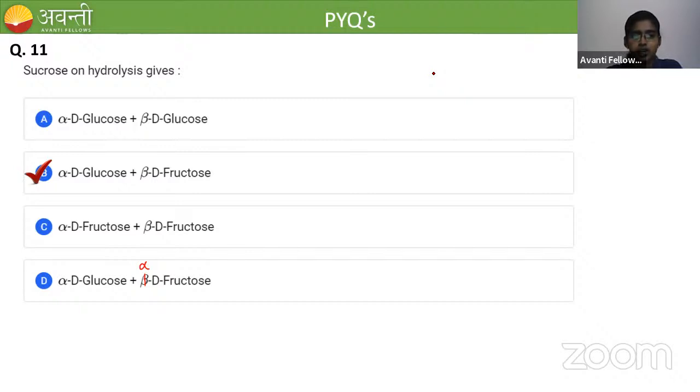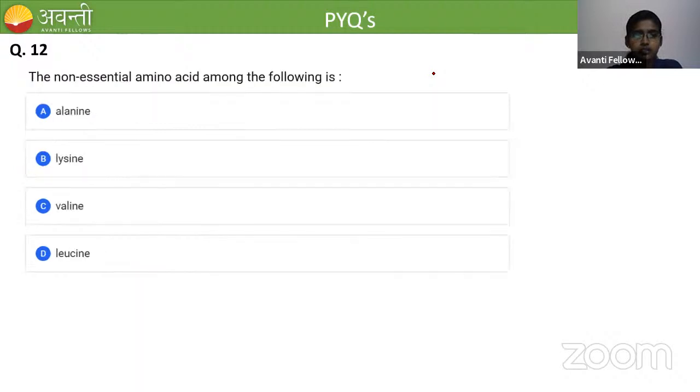Okay. I'll go with the next question. Question number 12. The non-essential amino acid among the following is. Which is the non-essential? Two classifications are there. One is essential amino acids, the other is non-essential amino acids. You have to tell me. These are just informational questions, nothing to do with the concept. If you had memorized the essential and non-essential amino acids, you would have answered this. Okay, I'll show you. Alanine is the correct answer, which is non-essential.